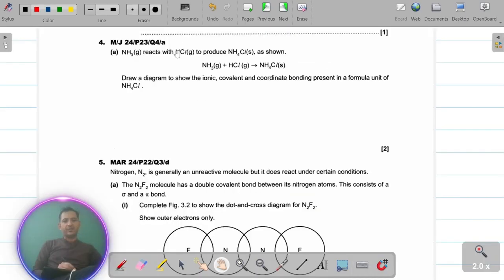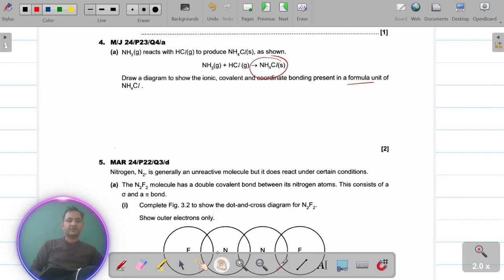Okay, ammonia reacts with HCl to produce ammonium chloride. Draw a diagram to show the ionic, covalent, and coordinate bonding present in a formula unit of it. Why are we using the term formula unit? Formula unit is used when there is some ionic bond. If there's an ionic compound, then we use the term formula unit instead of molecular formula.